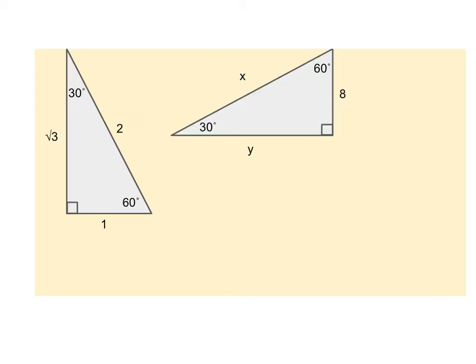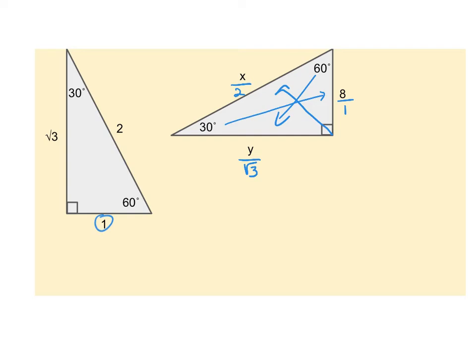Now let's do an example where I'm given the shortest side. So again, I want to identify which side is the shortest by saying that it's opposite the 30-degree angle. So I'm going to put that over 1. The hypotenuse is opposite the 90-degree angle, so I'm going to put that over 2. And the middle side is always opposite the 60-degree angle, so that goes over the square root of 3.